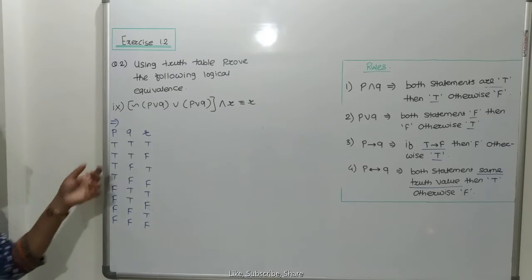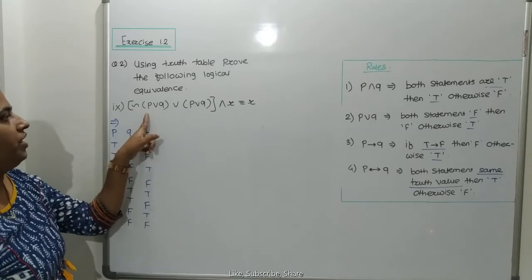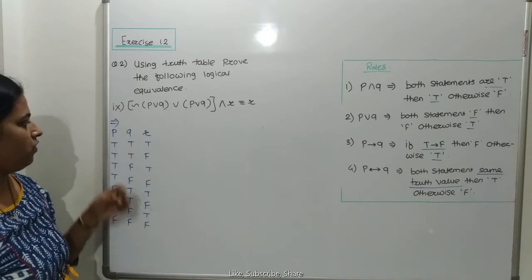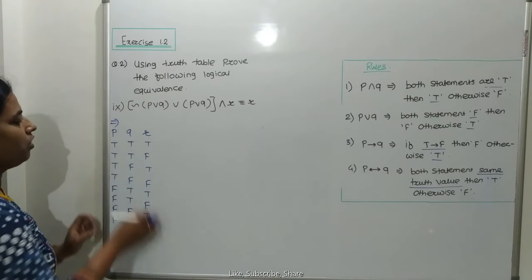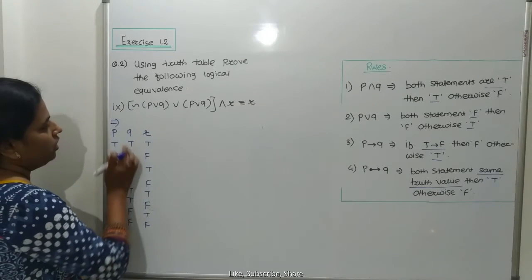Next question number 9. So how many statements are there? That is 3 statements. So we have to write down the OR combination of this one. Okay. That is 3 statements or truth values of these 3 statements.